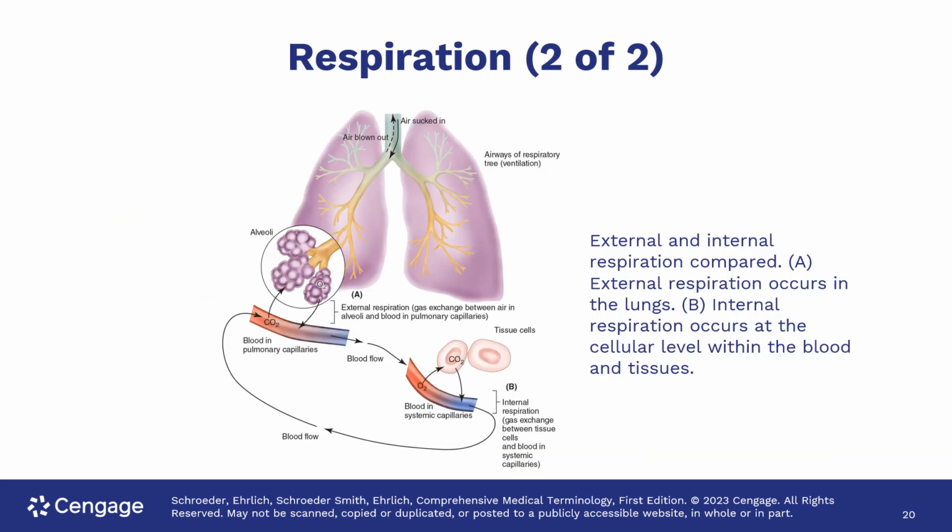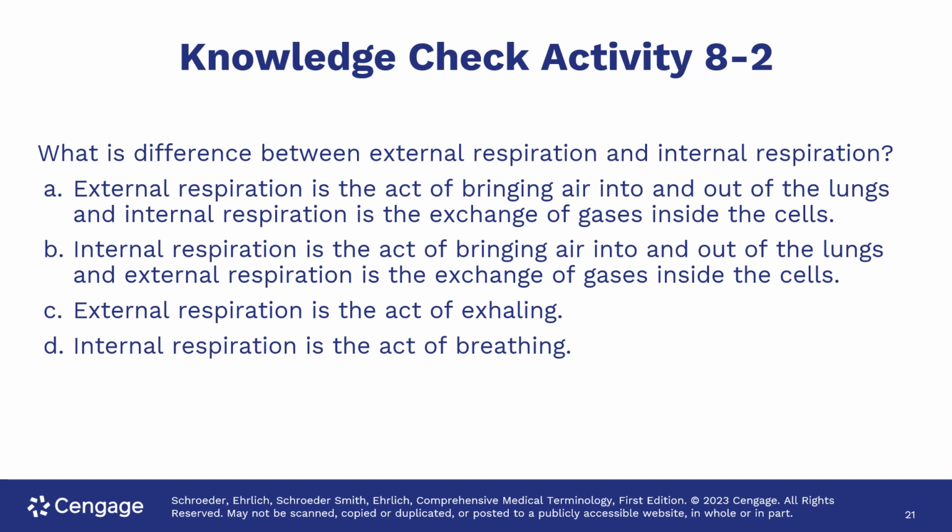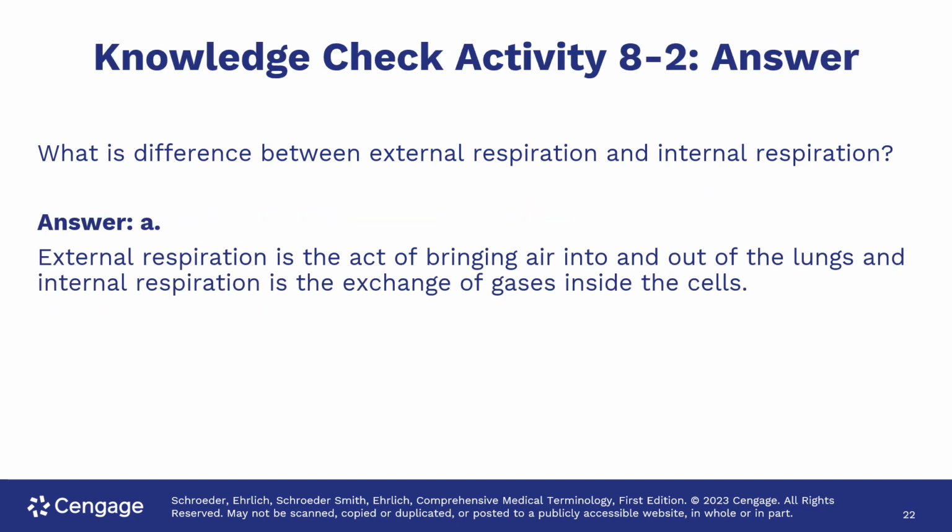This diagram shows you the level at which external versus internal respiration occurs. External is here at the organ level, and internal is here at the cellular level. We just talked about the difference between internal and external respiration. External respiration is at the organ or lung level, and internal is at the cellular level.